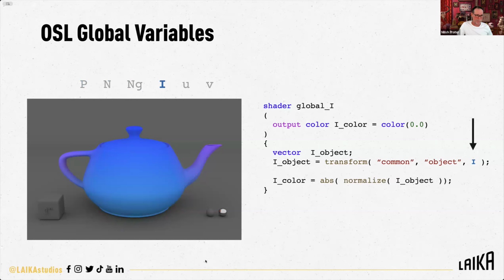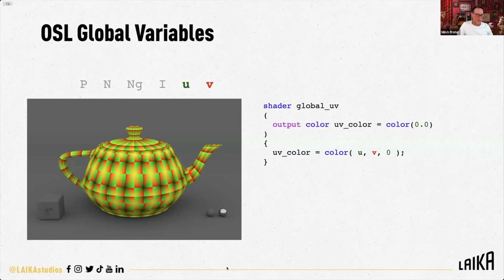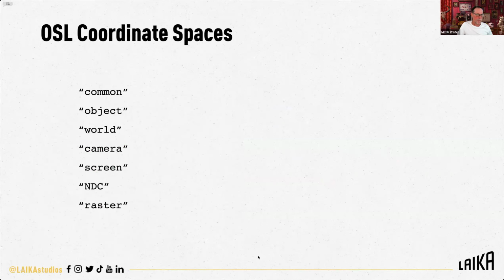geometric surface normal. I is the I vector, as in the vector pointing from the observer, or I, which in this image is the camera, to the surface. U and V come from the geometry itself and contain its inherent two-dimensional surface parameterization. Here you can see that each subdivision face of the teapot has its own set of geometric UV coordinates.